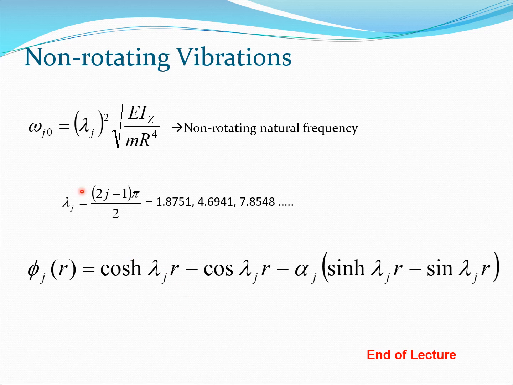Again, just to recapitulate, if you were to get the solutions for the non-rotating vibration, you would get the non-rotating natural frequency in this form. They would be dependent on root of EIz by m R4, and these lambda j's are obtained by solving the characteristic equation for a cantilever beam, and this phi j(r) constitutes the mode shape for a hingeless blade or for a cantilever beam. So we can use this as a beam function in the Galerkin method or Rayleigh-Ritz method for finding the frequencies for a rotating elastic blade in lag.